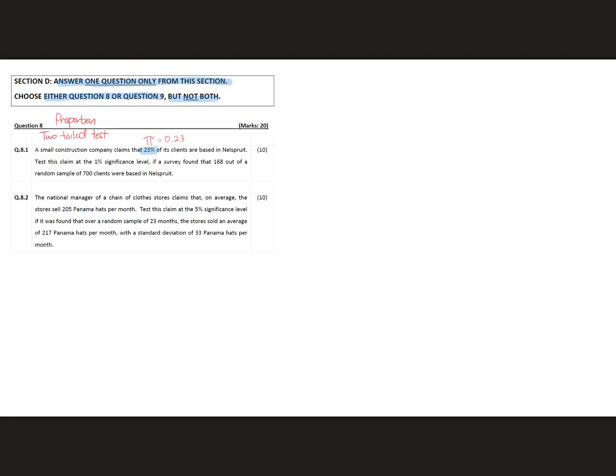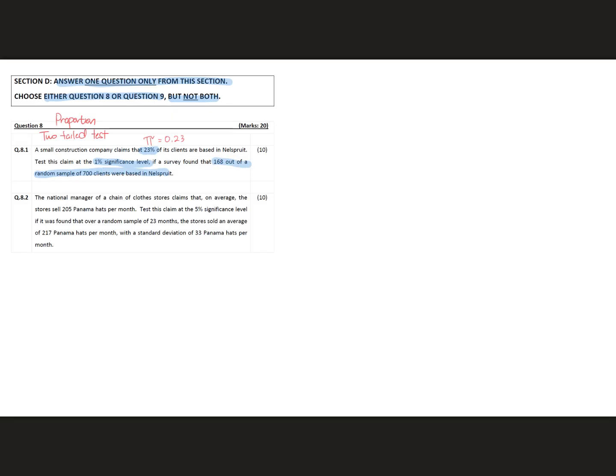Then we can read the rest of the question now. They want us to test this claim at the 1% significance level. So that's quite important as well. 1% significance level. If a survey found that out of 700 clients, 168 of them were based in Nelspruit.